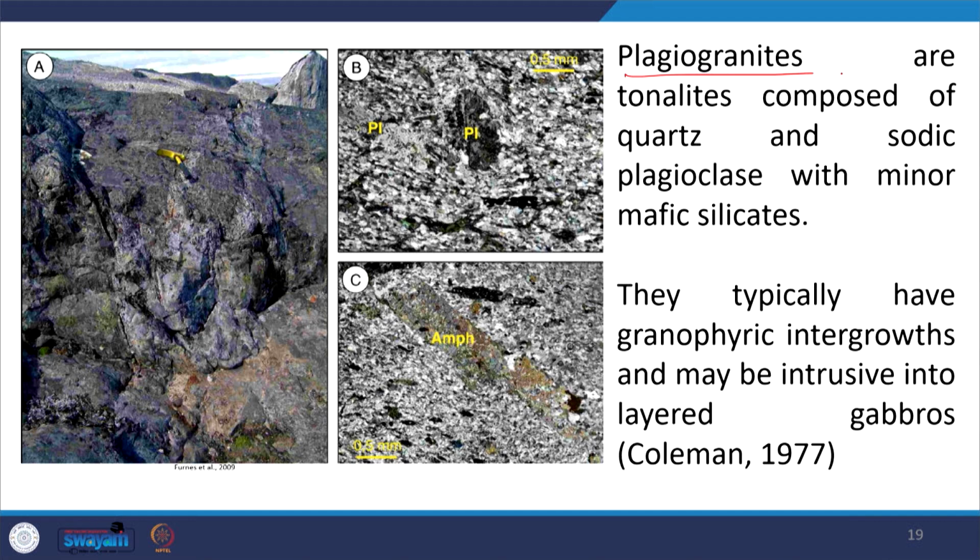So, plagiogranites are nothing but tonalite, composed of quartz and sodic plagioclase with minor mafic silicate. Why is it called tonalite? This is light tone, that is why it is called tonalite. The light tone is due to the felsic components, and it is mostly composed of sodic plagioclase, that is albite, with minor mafic silicates. They typically have granophyric intergrowth and may be intrusive into layered gabbros, which we have seen here. Here are some field photographs.